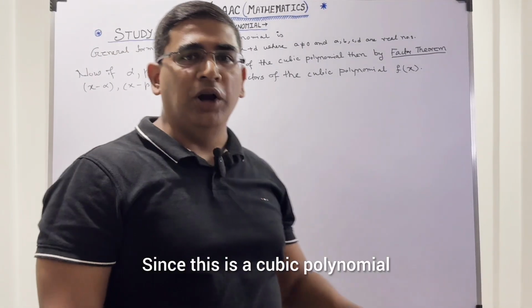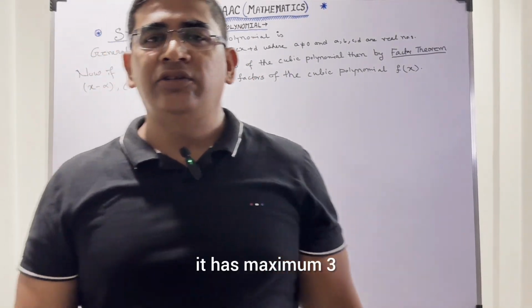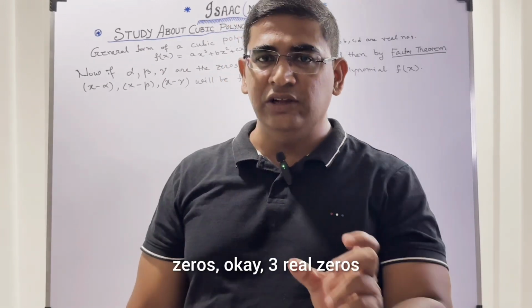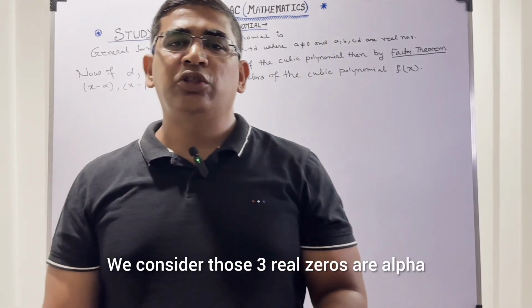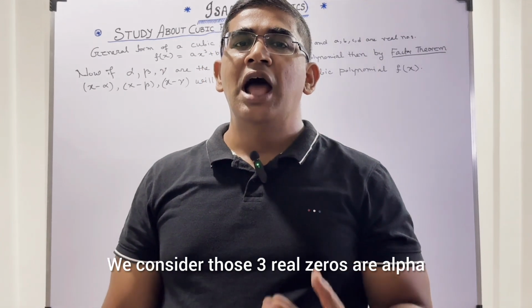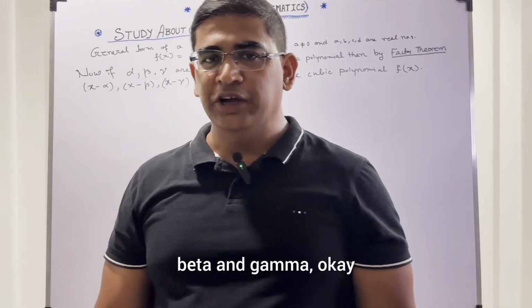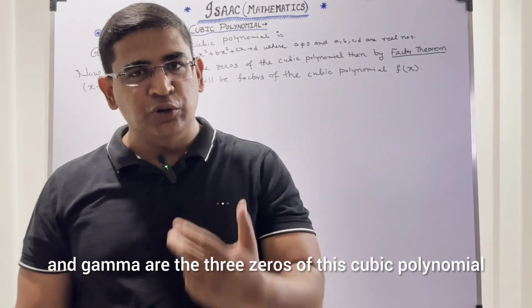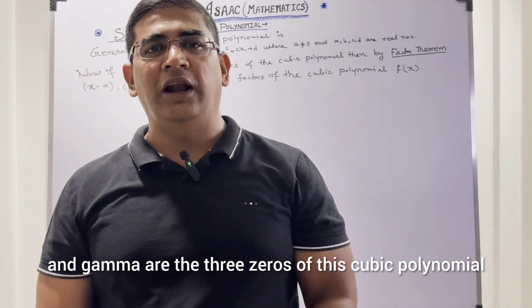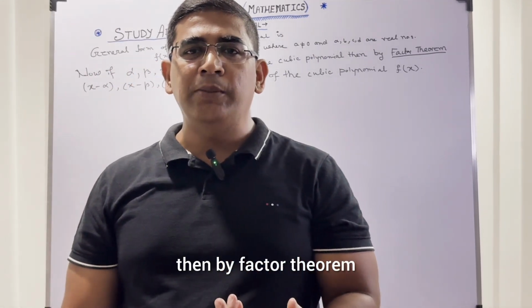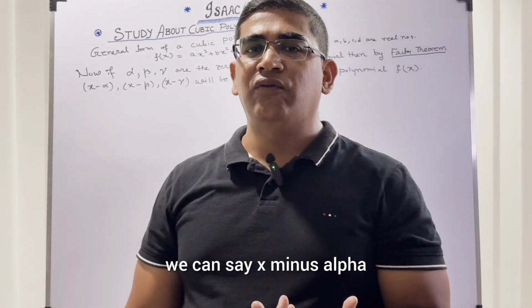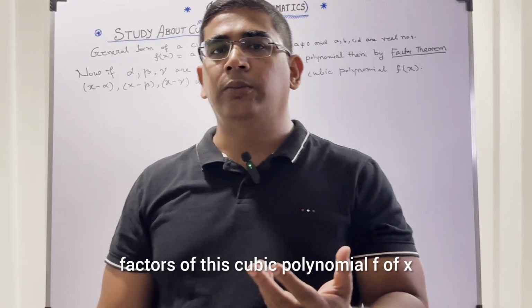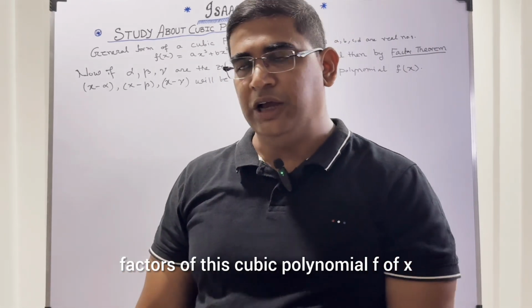Okay, since this is a cubic polynomial, it has maximum 3 zeros. Okay, 3 real zeros. We consider those 3 real zeros are alpha, beta and gamma. So if alpha, beta and gamma are the 3 zeros of this cubic polynomial, then by factor theorem we can say x minus alpha, x minus beta and x minus gamma will be the factors of this cubic polynomial f of x.